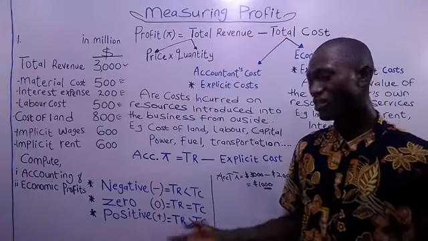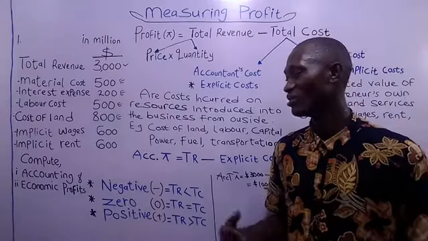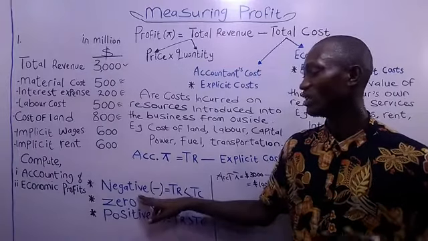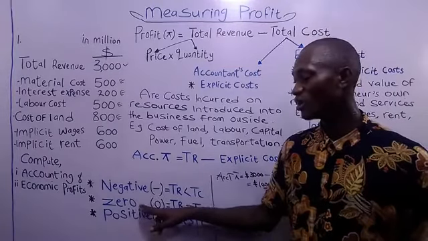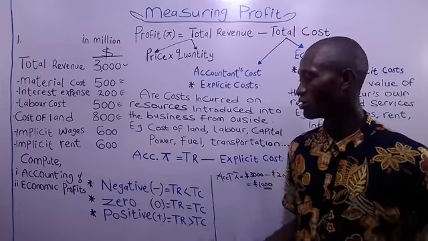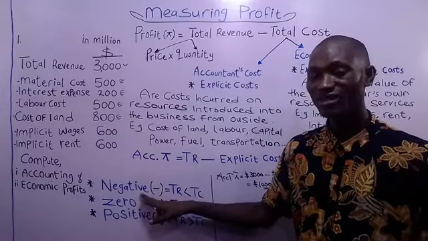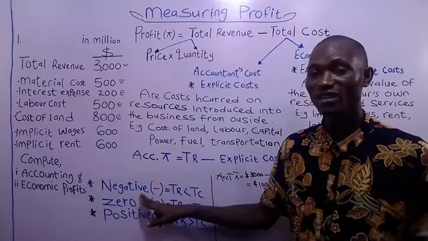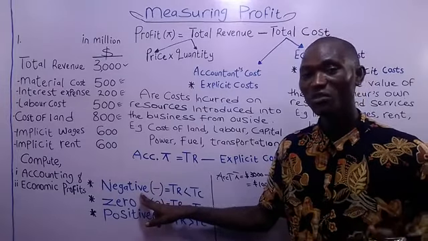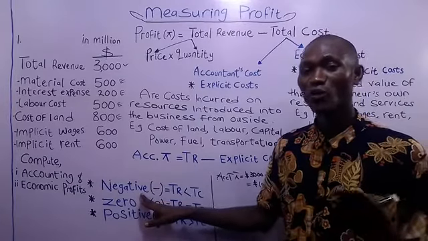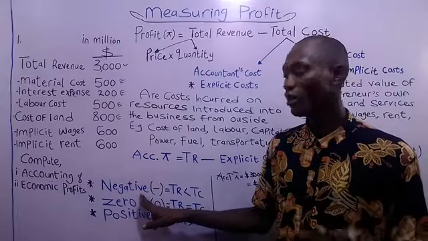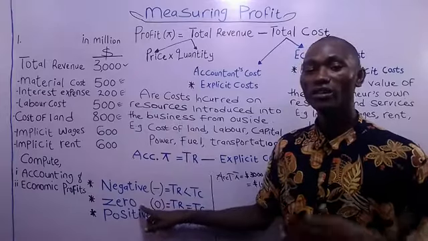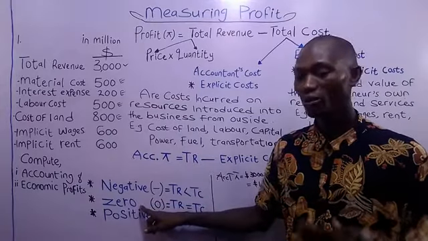So these are the roles, these are the importance of economic profits when we have it called negative, zero, or positive. So negative could be a characteristic of a firm in a perfectly competitive market in the short run, because a firm in a perfectly competitive market would make a supernormal loss in the short run, but in the long run will make normal or zero profits.